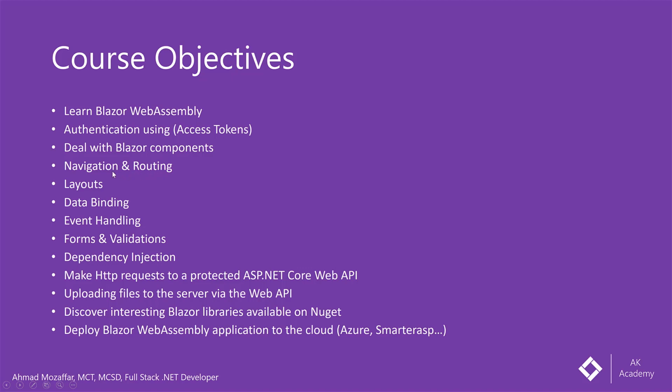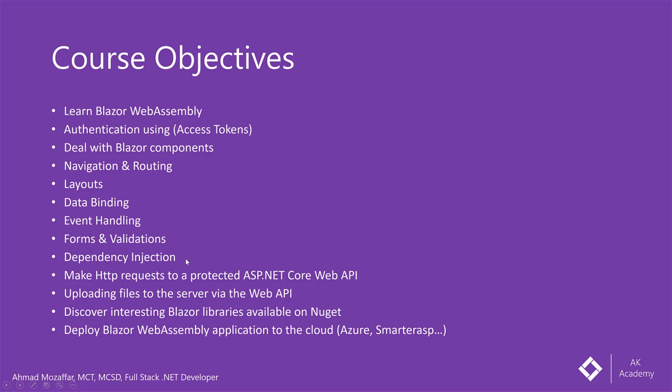Also, we'll take a look at navigation and routing to see how we can navigate from one page to another, or from one component to another one. Layouts also. Data binding, how you can reflect data from your page model or your C# data objects into the UI, and vice versa, like reading from UI controls or elements and moving them to the code. Event handling, responding to the changes that happen to some elements on the document, like text changed or button click, whatever. Forms and validation, how you can read data from the user via forms, submit it to the server, validated client side.